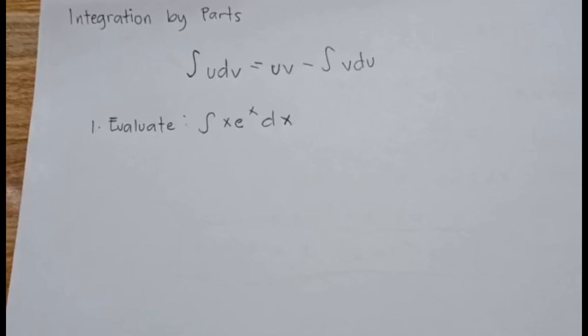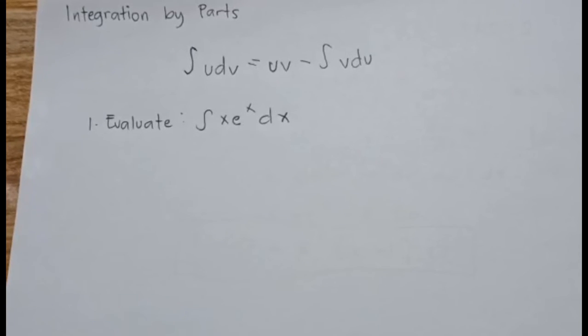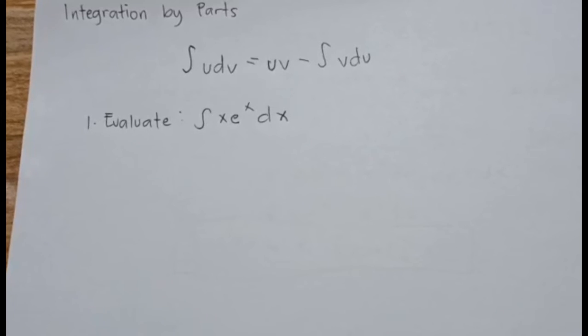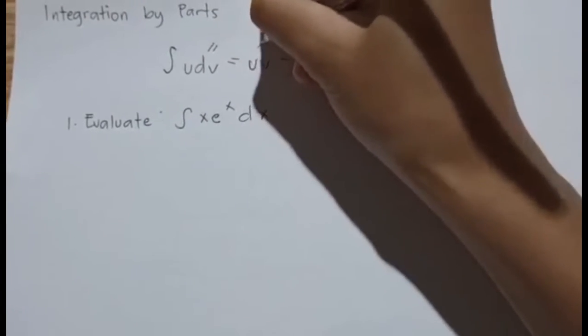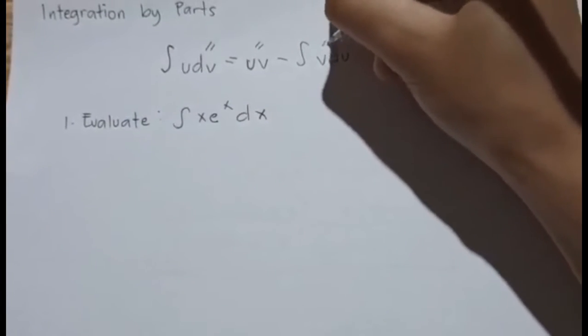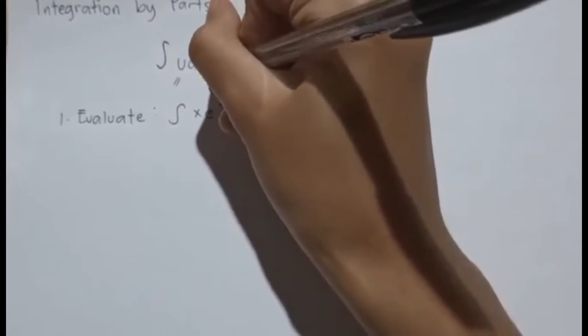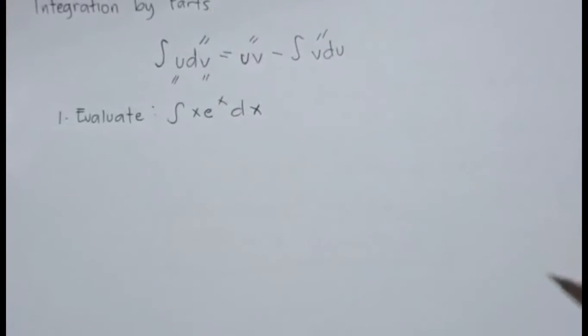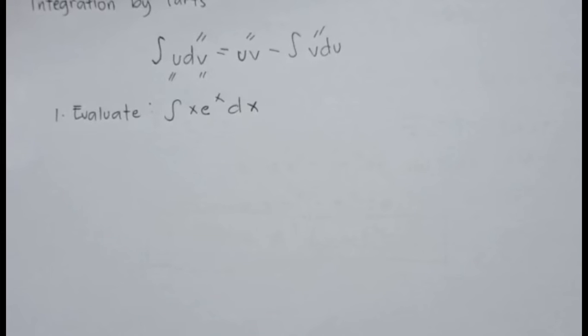Integration by parts. Basically, integration by parts is one of the techniques in solving integrals. We have the formula: integral of u dv is equal to uv minus integral of v du. Given an integral, we're going to assign who is u and dv in such a way that the resulting integral will be easy. So let's have some examples.